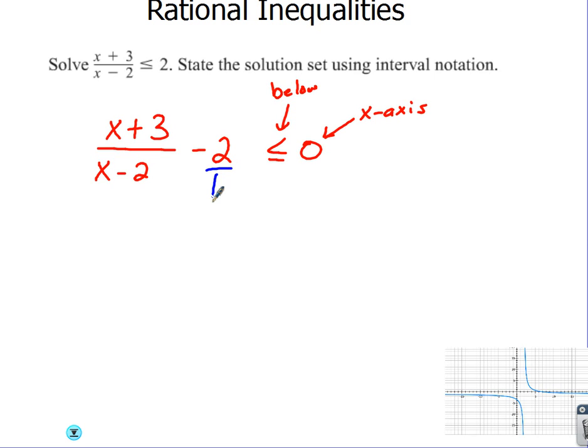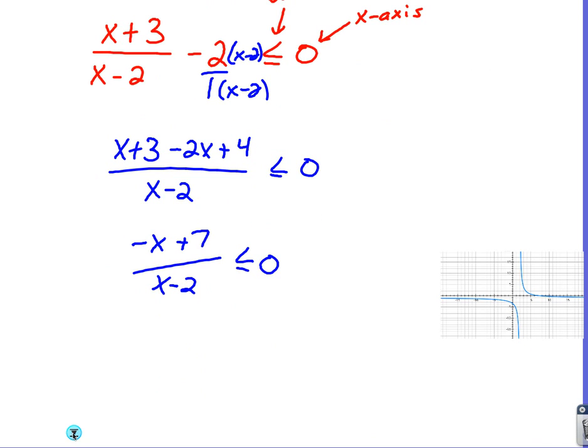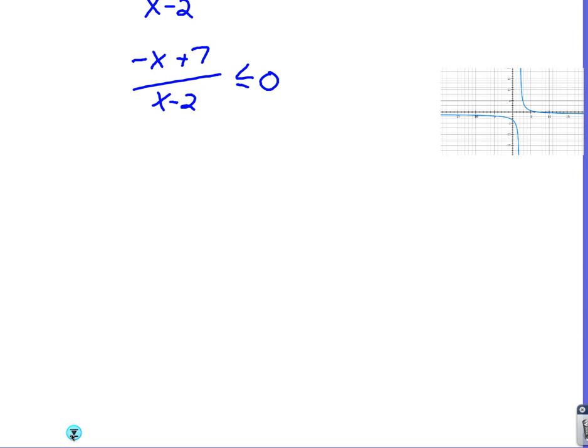I need a common denominator. We're going to multiply top and bottom by x minus 2, just to clean it. I now have x plus 3 minus 2x plus 4. Now it's got that common denominator of x minus 2. That'll be (-x + 7)/(x - 2) is less than or equal to 0. And I need to know where is my graph below 0, where's my graph above 0.